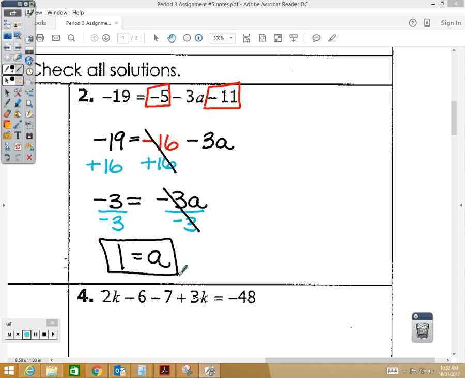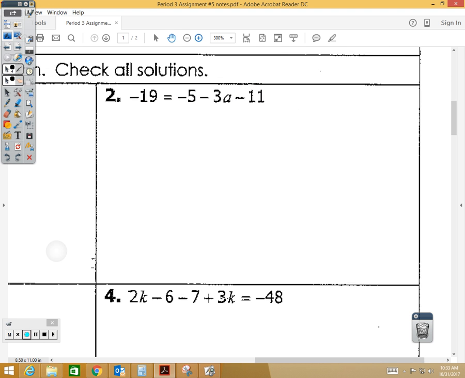Any questions on that one? Am I going a little too fast, or are we okay? All right. I know there's a lot of writing up here, so hopefully I'm trying to go as slow as I can. All right, number 3.